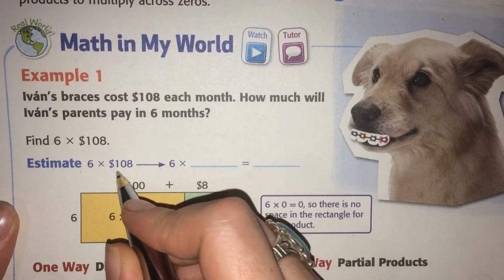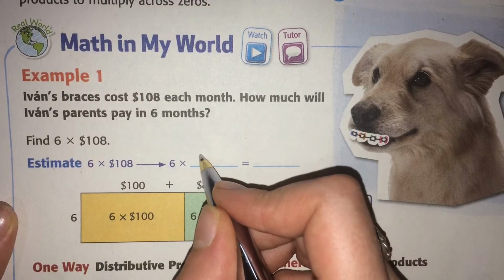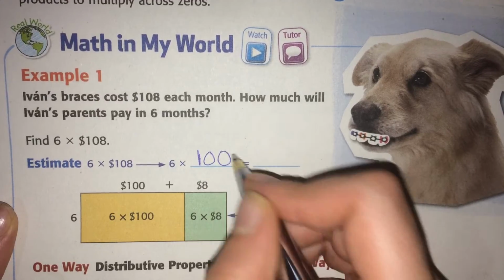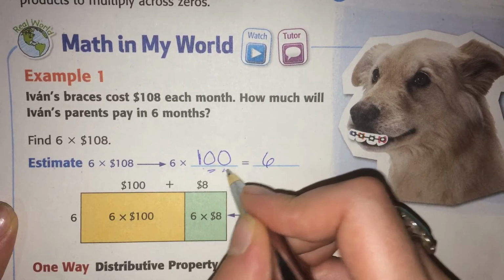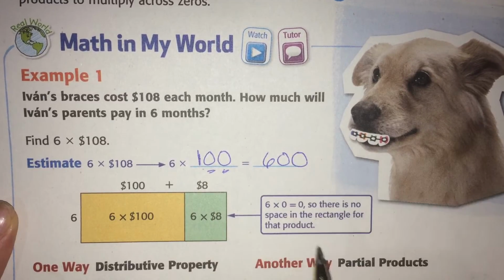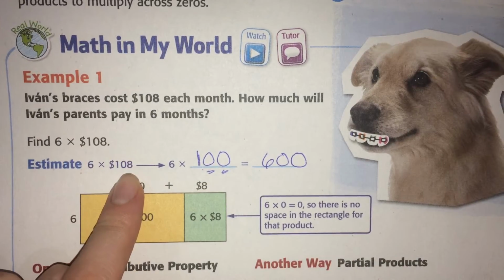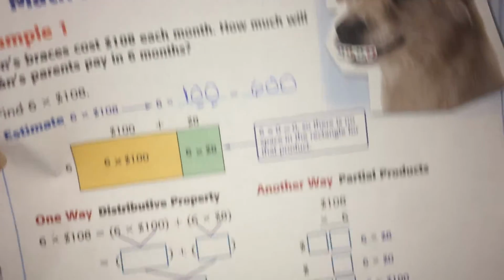Let's first estimate so we can get a close number. So 108 is close to 100 if we're rounding to the greatest place value. And 6 times 1 is 6. Same amount of zeros. So our answer should be around 600. Okay, and our answer should be bigger, right? It should be greater than 600.